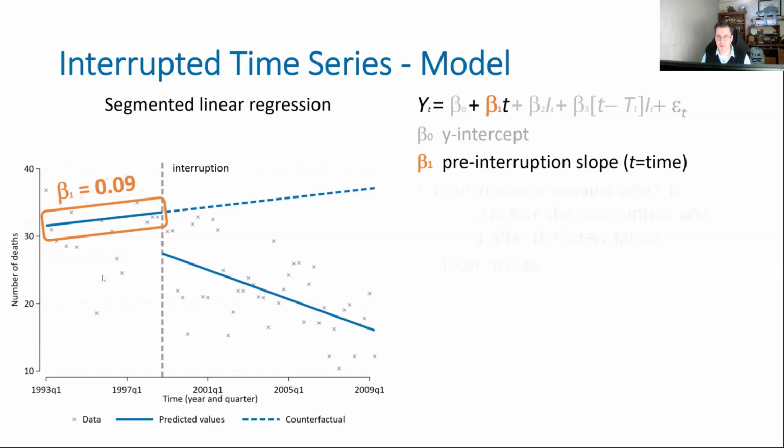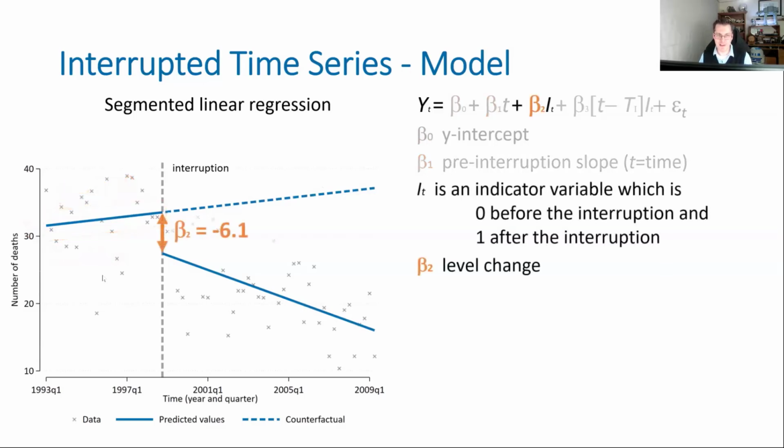Now we get on to the interesting ones. Our beta 2 here is our level change. And here we can see an immediate level change of -6, so 6 fewer deaths per quarter at the time of the interruption. And the way we model that on the computer and with our data is we have this I_t, and that's just an indicator variable. And on our spreadsheet with our data, that's just zeros before the interruption and 1 after the interruption. So it's acting like a switch at the time of the interruption.